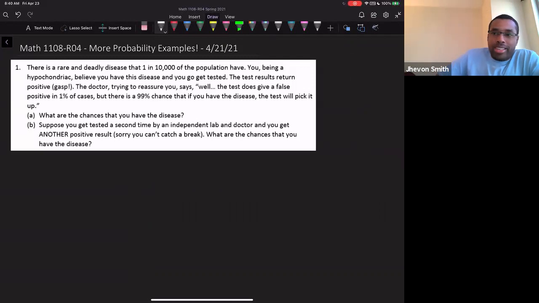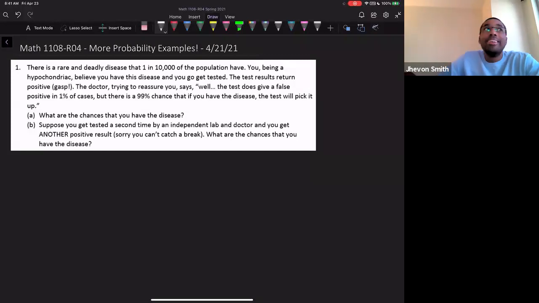So we have a rare and deadly disease. 1 in 10,000 people have the disease. And you're a hypochondriac, you believe you have the disease. And so you go and you get tested for the disease and the result comes back positive. So you're freaking out because it's a deadly disease. So the doctor tries to calm you down.